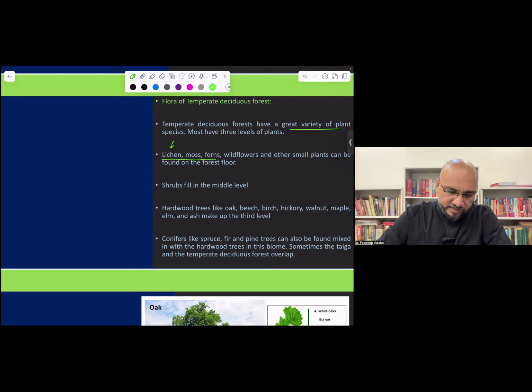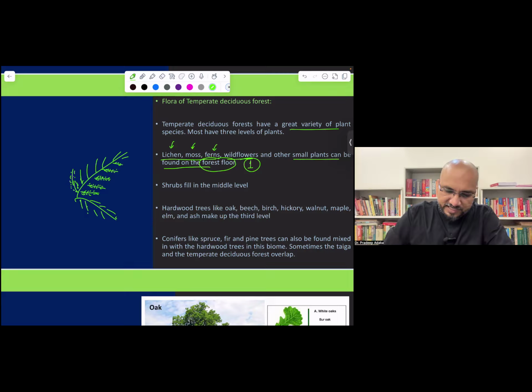You must have seen in movies plants that are growing very close to the ground, mostly in temperate regions. If you have seen any movies, you see this type of leaves. They are growing very close to the ground, they are not very tall. So ferns, these are pteridophytes. Wildflowers and other small plants can be found on the forest floor. So this is the first level, near to the ground.